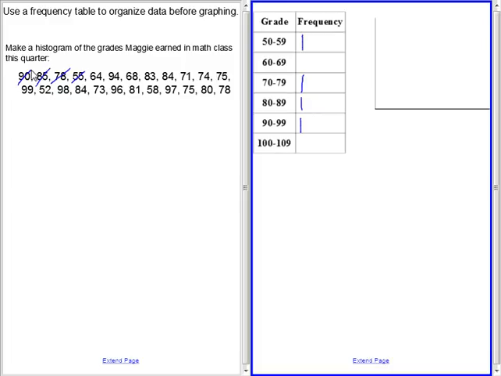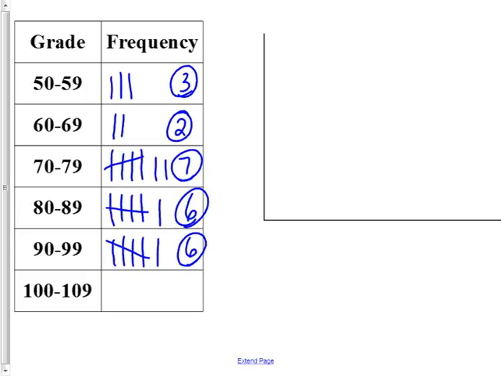So I'm going to continue my frequency table, and when you're done, your frequency table should look like this. You ended up with 3 grades that were between 50 and 59, 2 that were between 60 and 69, 7 that were between 70 and 79, 6 that were between 80 and 89, 6 that were between 90 and 99, and none that were between 100 and 109.